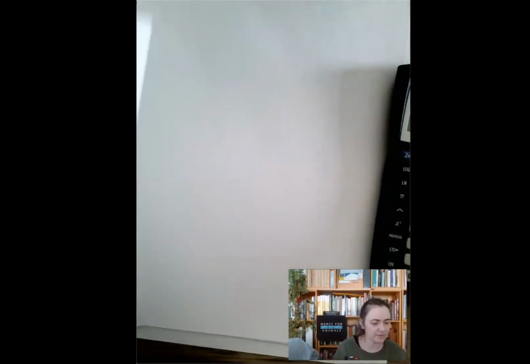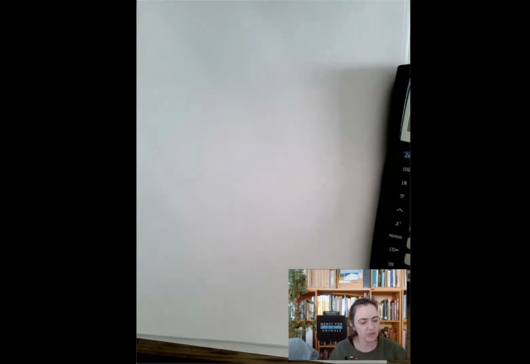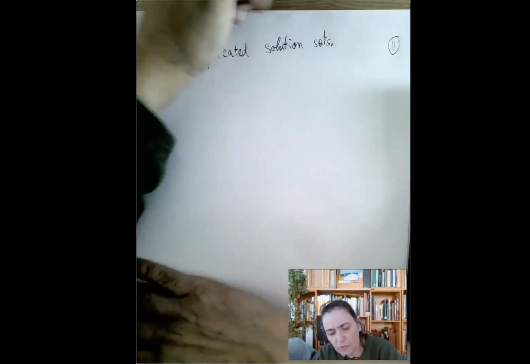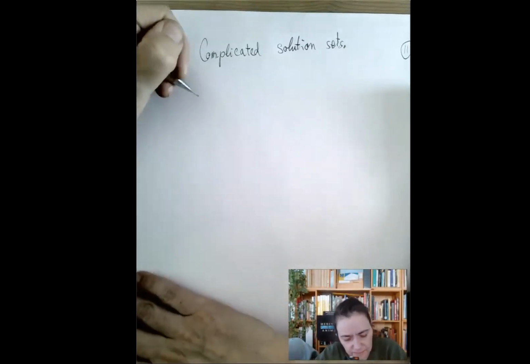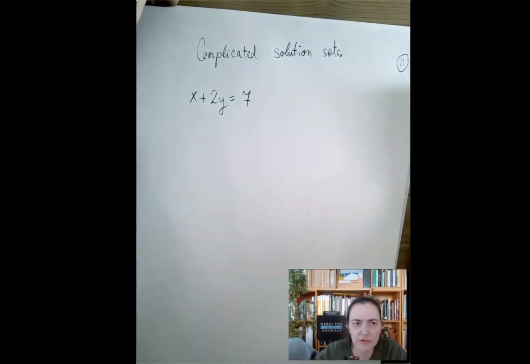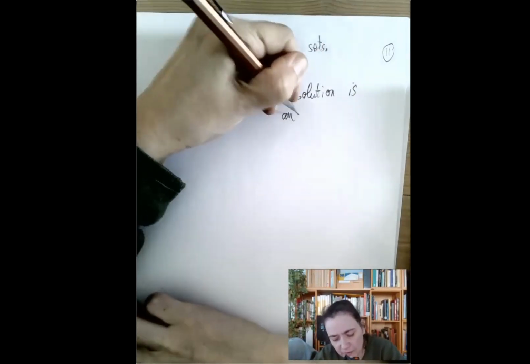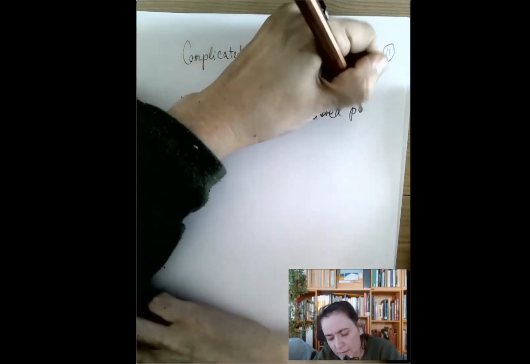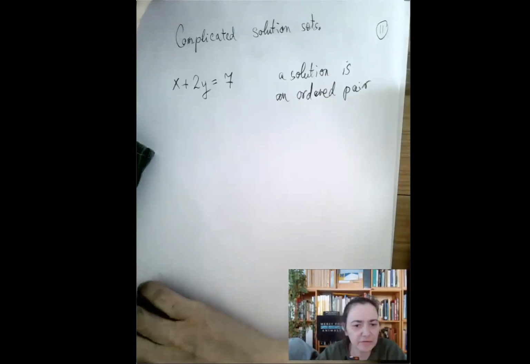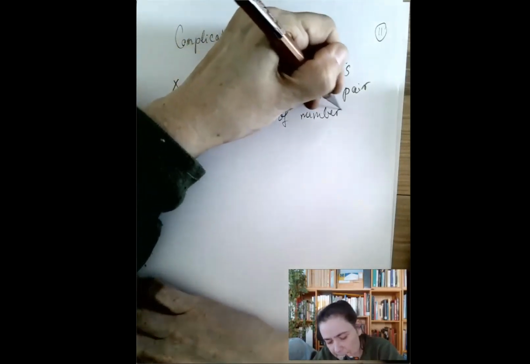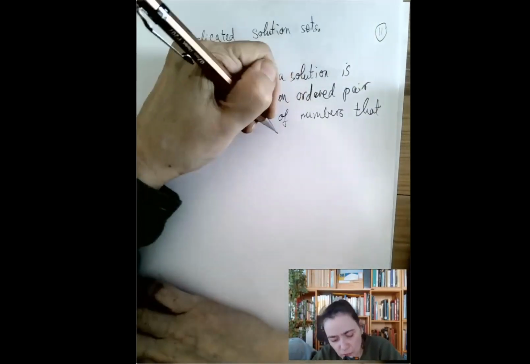So now for some other topic. It's another sort of application of linear equations. And I'm already warning you about complicated solution sets. Okay. So here is an equation in 2 variables. So a solution is an ordered pair of numbers. Well, by ordered pair of numbers, you cannot just give me 3 and 4. You have to say one of them, X is this, Y is that. So an ordered pair of numbers that make the equal statement true.